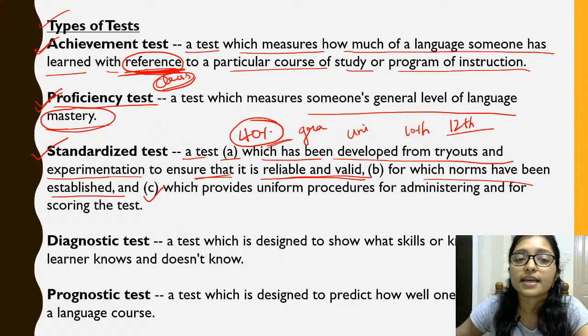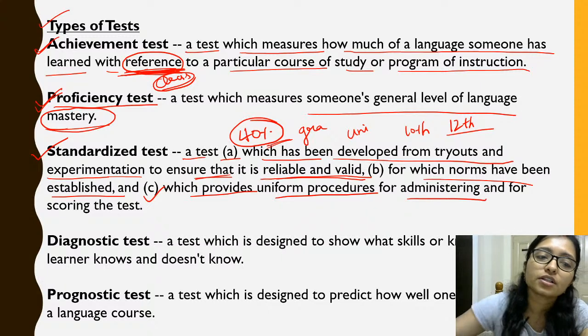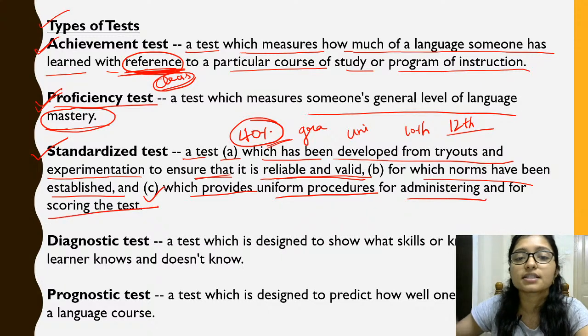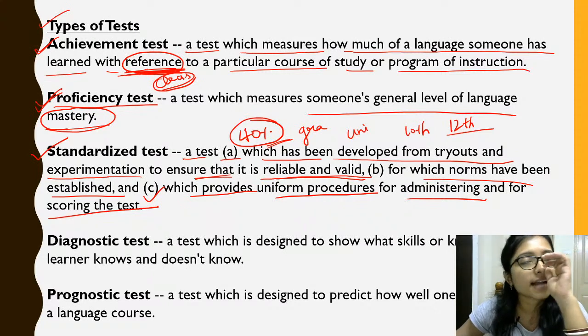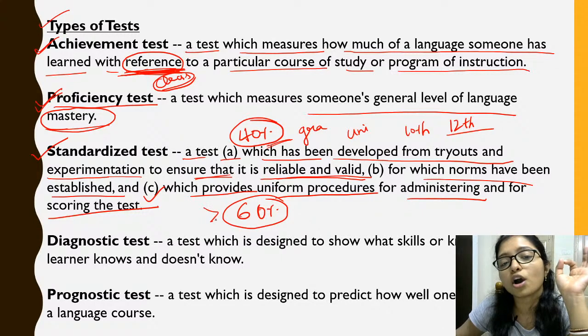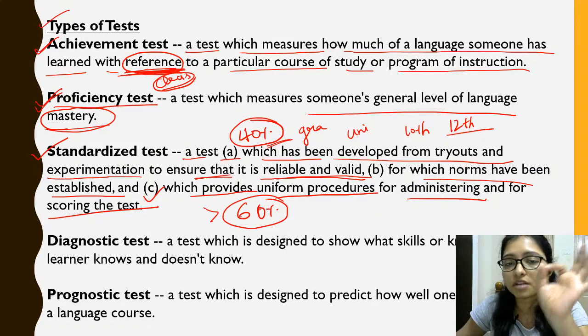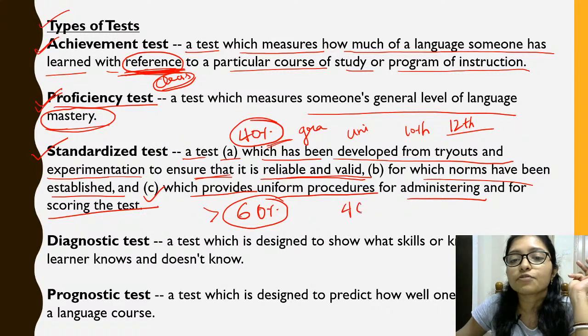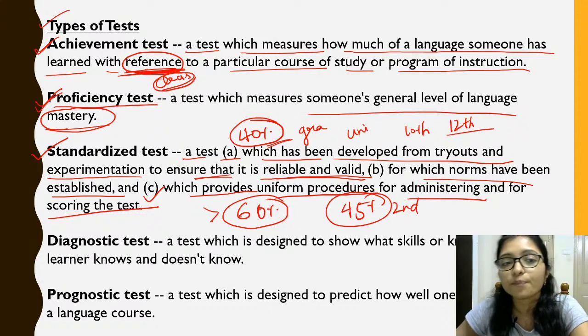And it provides a uniform procedure for administering and scoring the test, means it is uniform, right? When someone gets first class, that means 60%. If any student gets 60% or above, it is first class. If someone gets 45%, it is second class. That is the standard, right? So that is the standardized test.